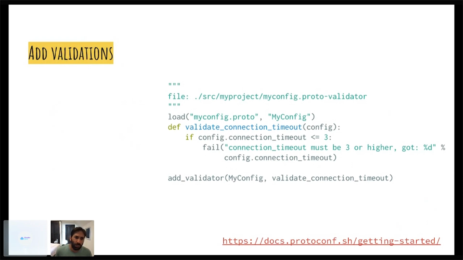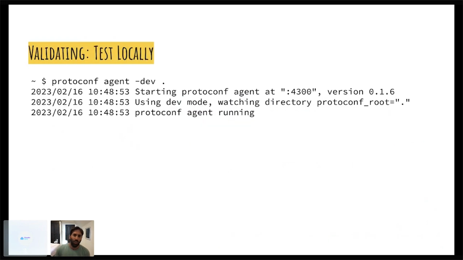So this is how it looks when we add validation. In this example, we just make sure that the connection timeout is 3 or higher. And if not, we'll get a compilation error and we'll never write out the config. After we have the config, we can run the Protoconf agent locally and connect to it with our app. We will see that in the consuming part. So this is how we validate our config.